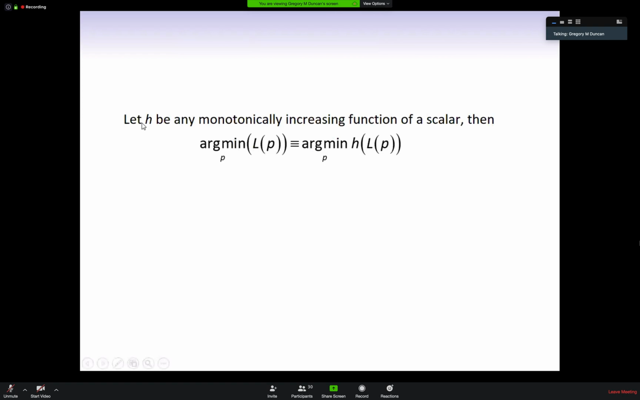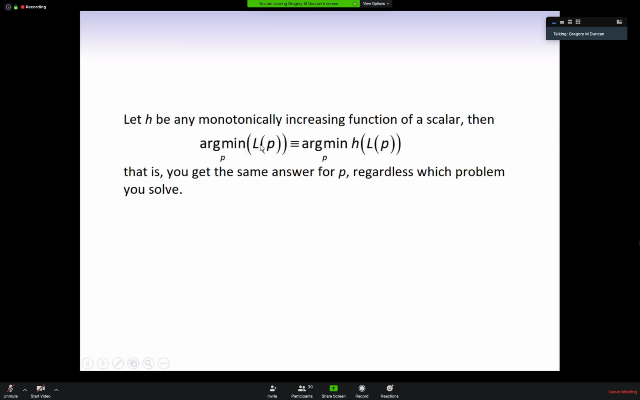Let H be a function, a monotonically increasing function of a scalar. And I'll talk about what monotonically increasing is in a minute. Then the argmin of LP with respect to P is the same as the argmin of H applied to LP.